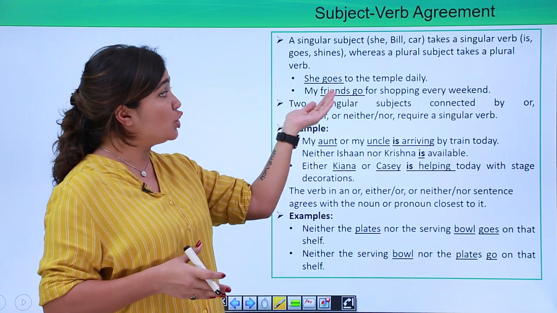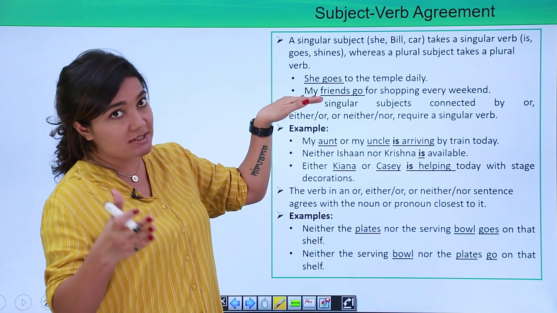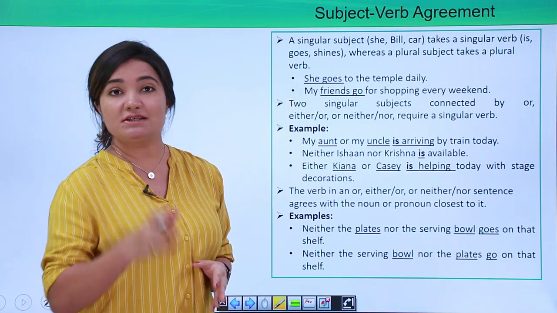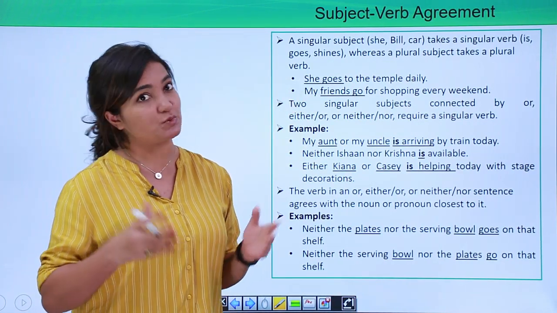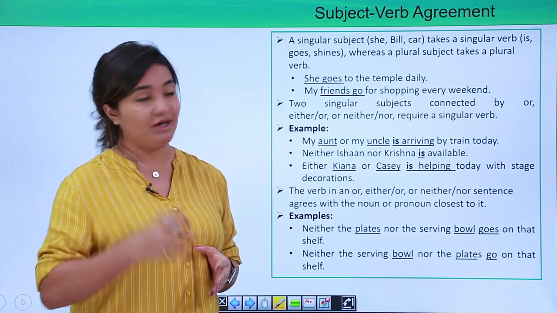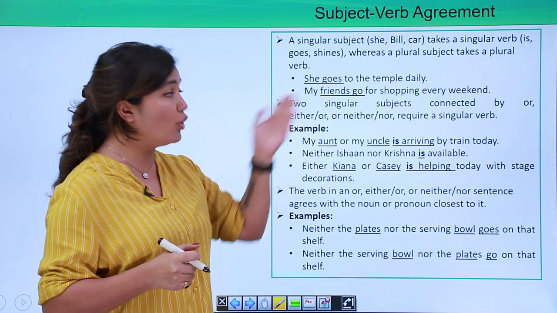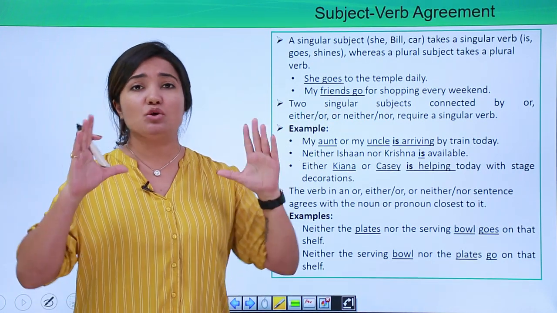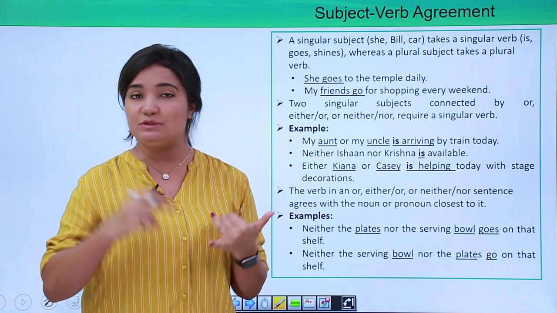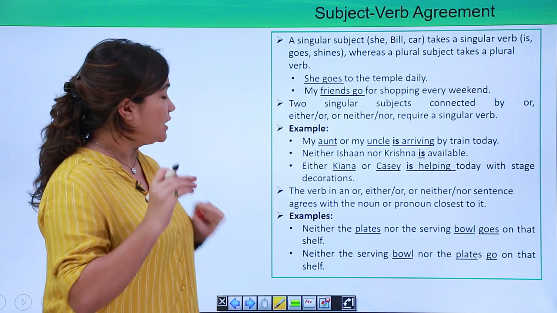My friends go for shopping every weekend. Here, vice versa, in the previous sentence there was a singular subject, so the verb we used was singular, but now friends is a plural subject, right? So the verb that we will use here is going to be plural. So go is a plural verb. Clear? One thing very basic: singular subject, singular verb; plural subject, plural verb. Okay. Now let's go ahead.